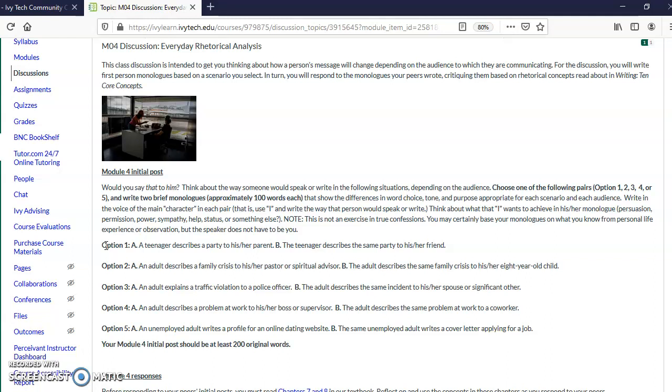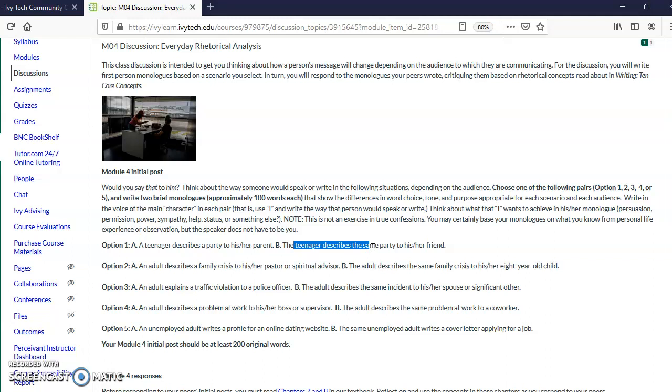So let's just take a look at one of the options. A teenager describes a party to his or her parent. The teenager describes the same event to his or her friend. Now, obviously, a teenager speaking to a parent is going to downplay some of the craziness that might have gone on at this hypothetical party, but they might play up that same craziness when describing it to his or her friend. Think about the word choice that you would use if you were the person in that situation. And you can use any of these, as I mentioned, or you can come up with your own.